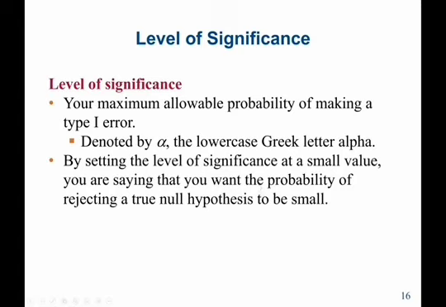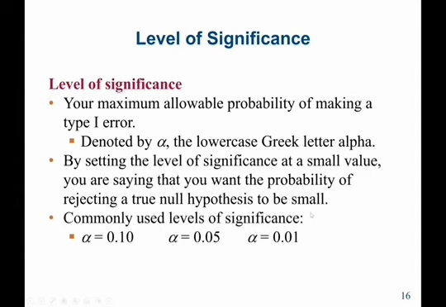Now, by setting the level of significance at a small value, we are saying that we want the probability of rejecting a true null hypothesis to be small. So commonly used levels of significance are 10%, which is 0.10, or 5%, 0.05, or 1%, 0.01. So the probability of a type 2 error is always equal to beta.